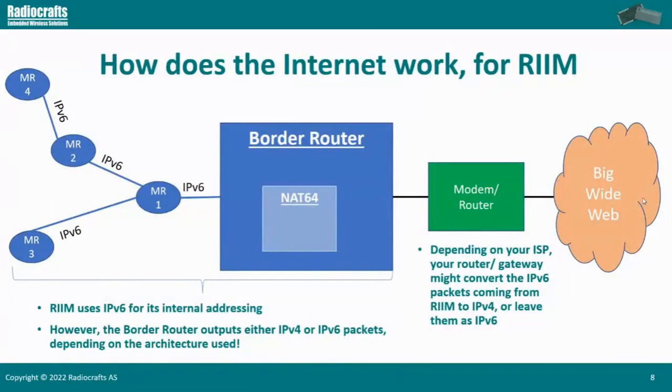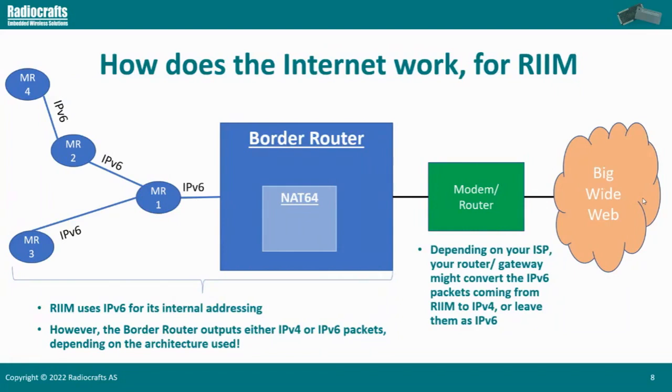So this is the internet from the eyes of RIIM. You can see that on the left-hand side, you have some mesh routers. They speak with each other using IP version 6, as we discussed. And then you have the border router, which is the root of the network. The border router has a NAT table, basically NAT 6-to-4, because it translates IP version 6 addresses to IP version 4. So it's called NAT 6-to-4. And then after that, in general, you usually have a modem if you're speaking, for example, about the network in your office, and then you have the big wide web.